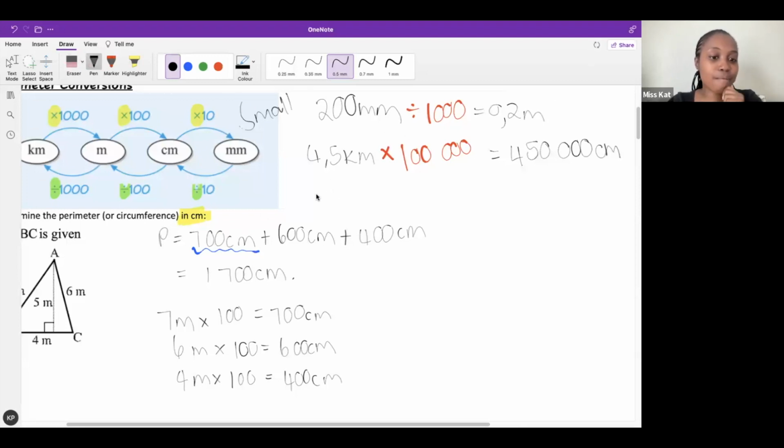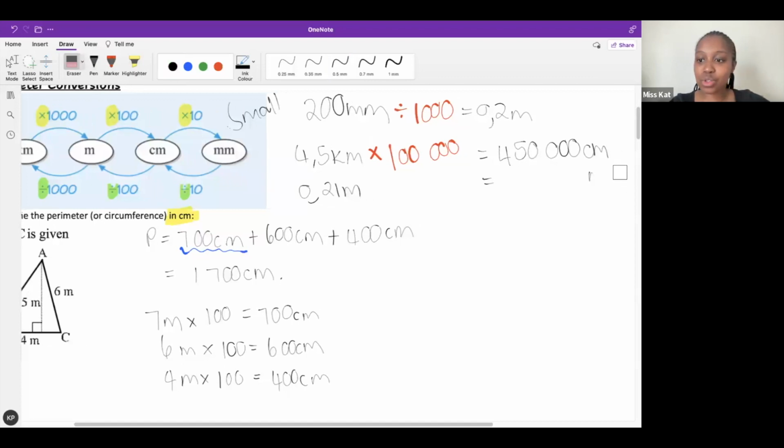Let's go this time from meters. So I'm going to say 0.21 meters, and I want to get to millimeters. First, you're going to tell me, are we multiplying or are we dividing? Check, guys. We're going from meters to millimeters. Look at your sketch. Remember, if you're going from big to small, you are multiplying. Okay, so we've established that we have to multiply.